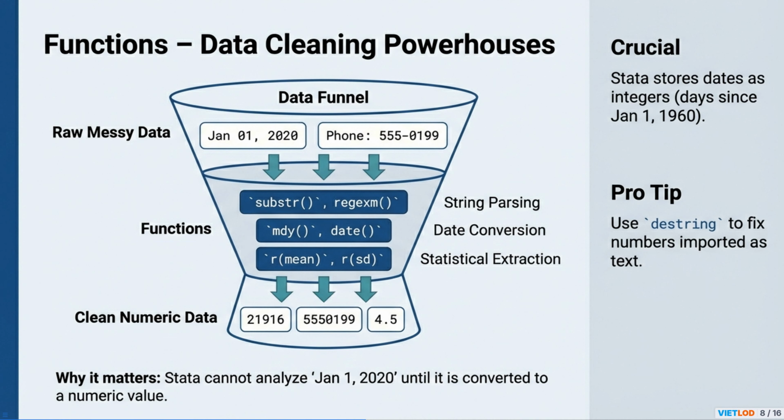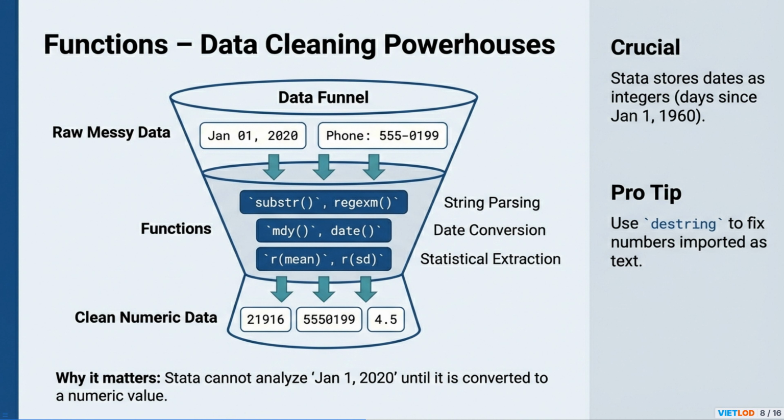Second, for dates, functions like mdy and date are crucial. They convert text dates into Stata's internal numeric date format. It's crucial to remember that Stata stores dates as integers, representing the number of days since January 1, 1960. For analysis, statistical extraction functions like r(mean) or r(sd) allow you to capture specific results from commands like summarize and use them in subsequent calculations. The outcome is clean numeric data, like 21916 for the date, 5550199 for the phone number, or 4.5 for a calculated average.